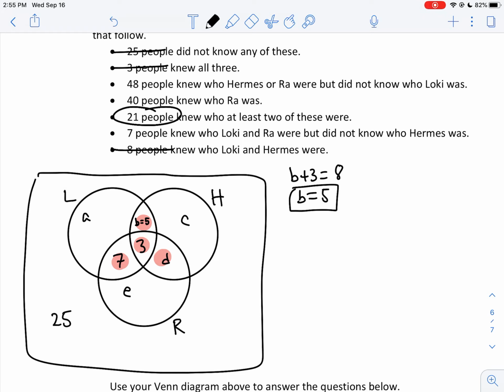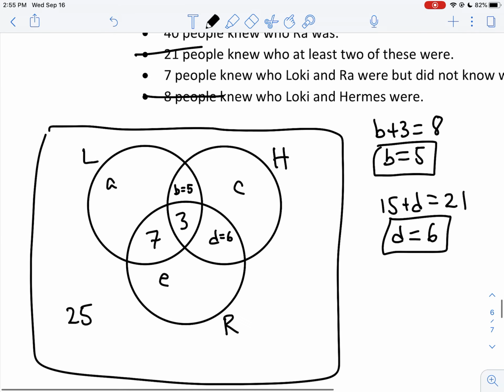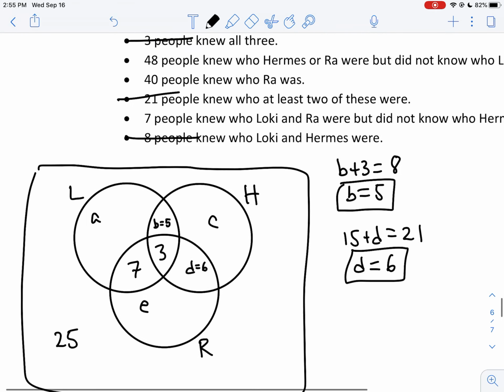So we can make an equation out of that. We know that 7 plus 3 plus 5, I'll just go ahead and add those up right now. 7 plus 3 plus 5 is 15, plus D has to be that 21 figure, so D has to be 6. Okay. And that uses up this information. And D has to be 6, okay? So we're just down to A, C, and E.